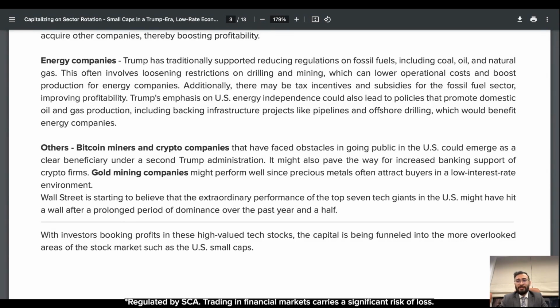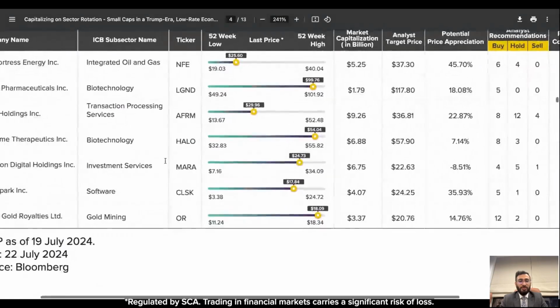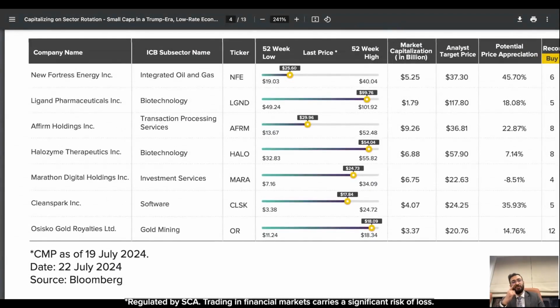We can always learn more about these companies. There are these portfolios of companies which you can look into: New Fortress Energy, Ligand Pharmaceuticals, FM Holdings, Halozyme Therapeutics, Marathon Digital, or CleanSpark.